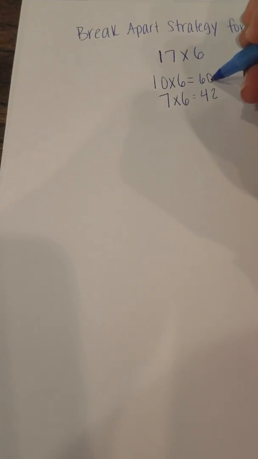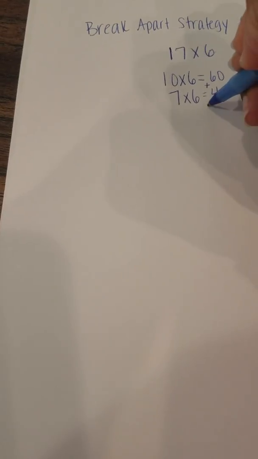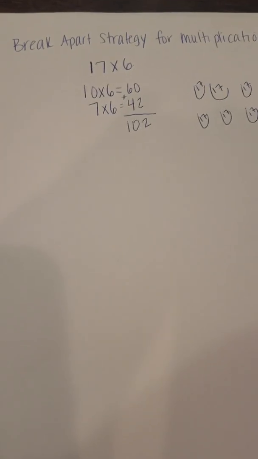Line it up. So then you have 60 and 42, and your last step is going to be to combine those answers back. 0 plus 2 is 2, 6 plus 4 is 10. So then your answer is 102.